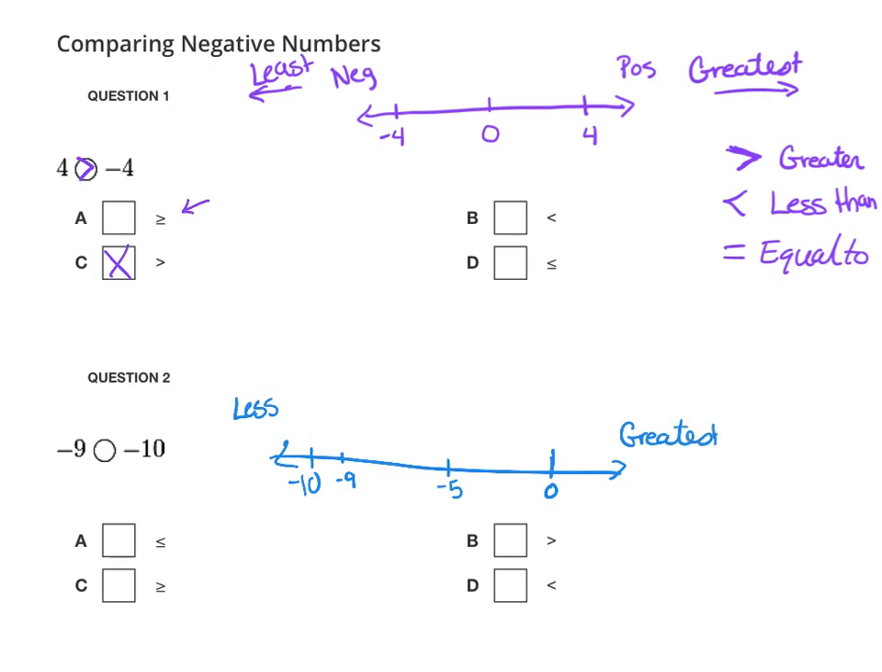Okay. So I'm comparing negative 9 and negative 10. So which one is greater? The furthest one to the right is greater. So negative 9 is the greatest number. So we would say negative 9 is greater than negative 10. So in that case, your answer would be B.